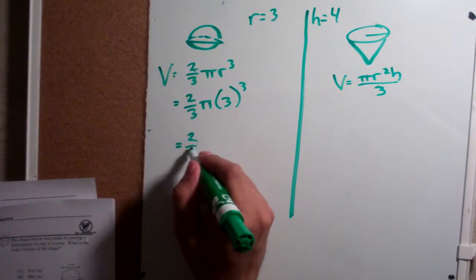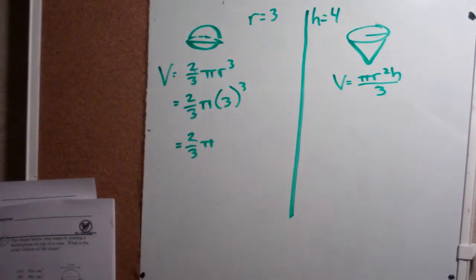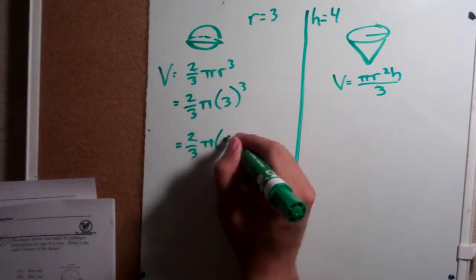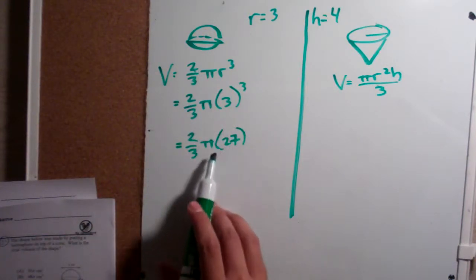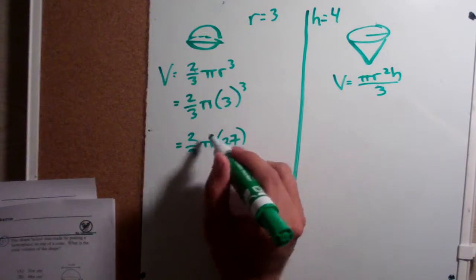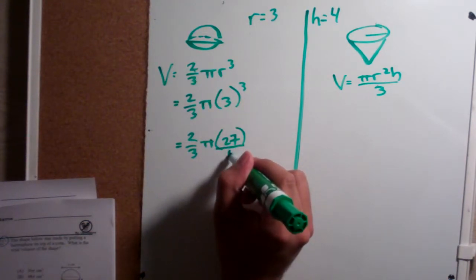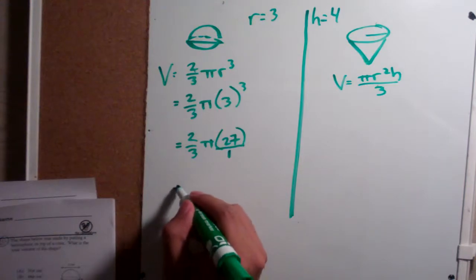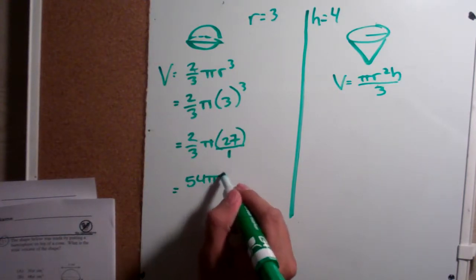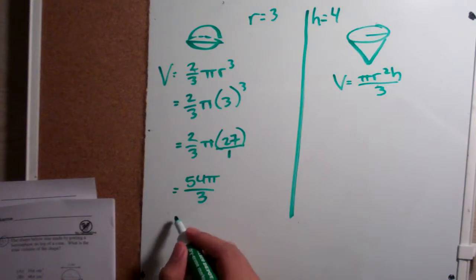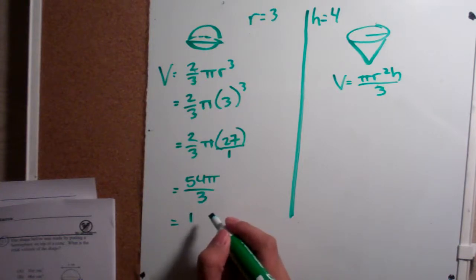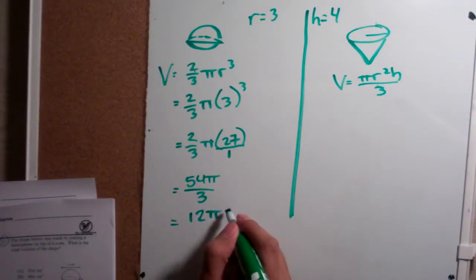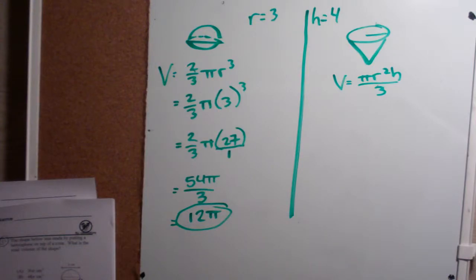Okay, so let me rewrite this. All right, 3 cubed means 3 times 3 times 3, which happens to be 27, because 3 times 3 is 9, multiplied with another 3 is 27. Okay, when I need to simplify this here, I'm going to multiply this by 2. You can think of this as over 1. So 27 times 2 is 54 pi divided by 3. And it actually turns out that 3 can go into 54 evenly. It goes into it 18 times. So it's 18 pi here. Okay, so this is the volume for the hemisphere.